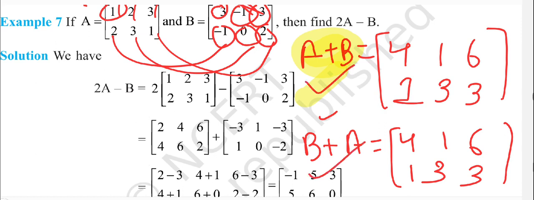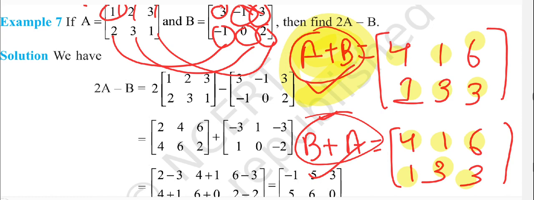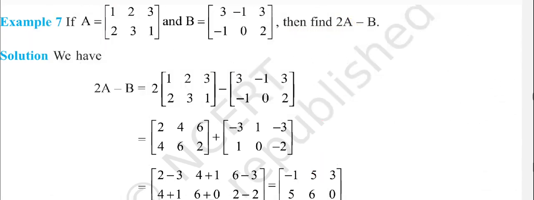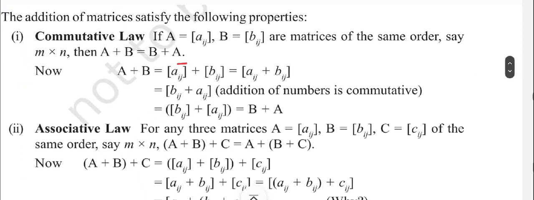How will we check the equality of matrices? I have already explained this in the previous lectures. We check the equality of matrices by checking the corresponding entries. Are the corresponding entries the same? Yes, all the corresponding entries are the same. Not only are the corresponding entries the same, but the order is also the same. So yes, these two matrices are equal. Hence we have seen that the law of commutativity holds in case of matrix addition. Hope this law is clear to you.